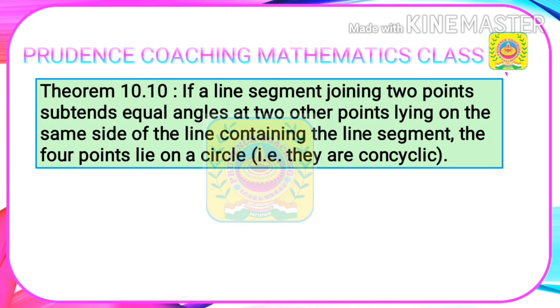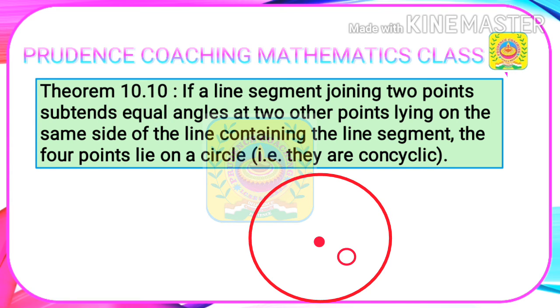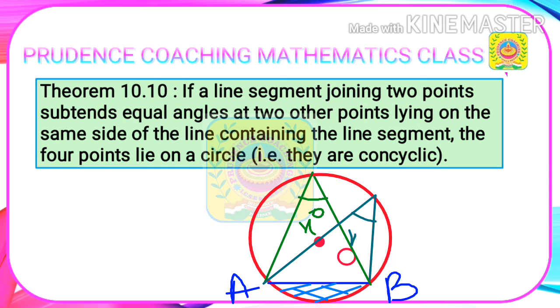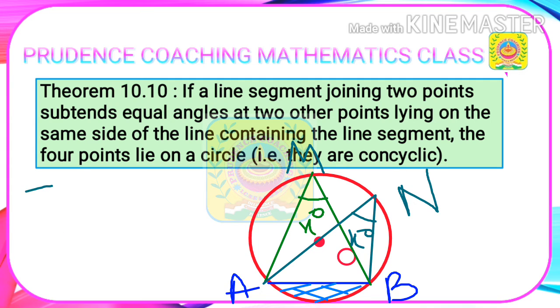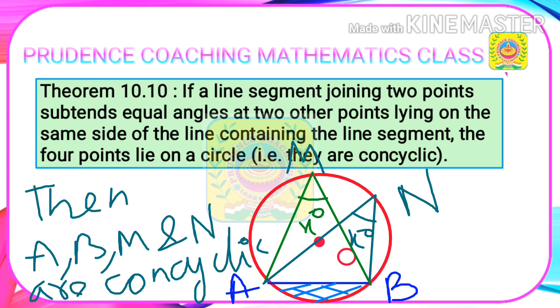The next theorem is: if a line segment joining two points subtends equal angles at two other points lying on the same side of the line containing the line segment, then the 4 points lie on a circle, that is, they are concyclic. So let us take a segment AB and draw two angles. Let one angle be AMB and another angle be ANB. If AMB and ANB are equal, that means all these points, that is A, B, M, N, will lie on a particular circle.